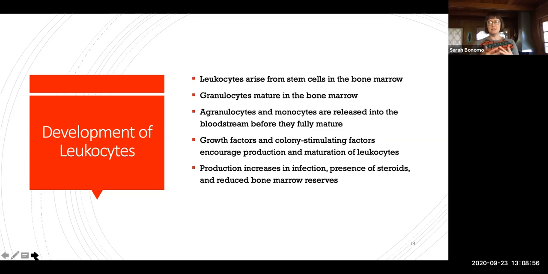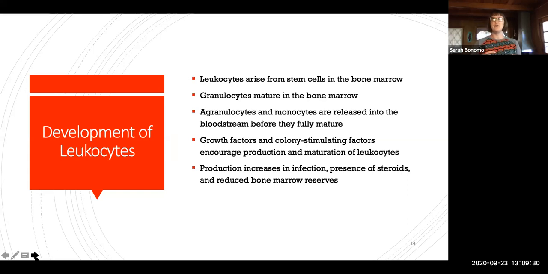The agranulocytes and the monocytes get released into the bloodstream as immature, kind of child-aged cells, for lack of a better description. And then they grow up as they're needed, essentially. And that's kind of what we talked about in the components of the immune system and how those cells get activated. We have things called growth factors and colony stimulating factors that help us to produce these kinds of cells, whichever kind it is that we need.